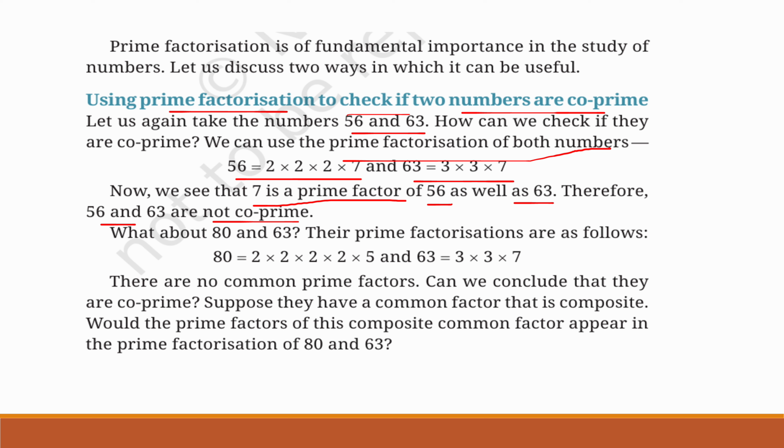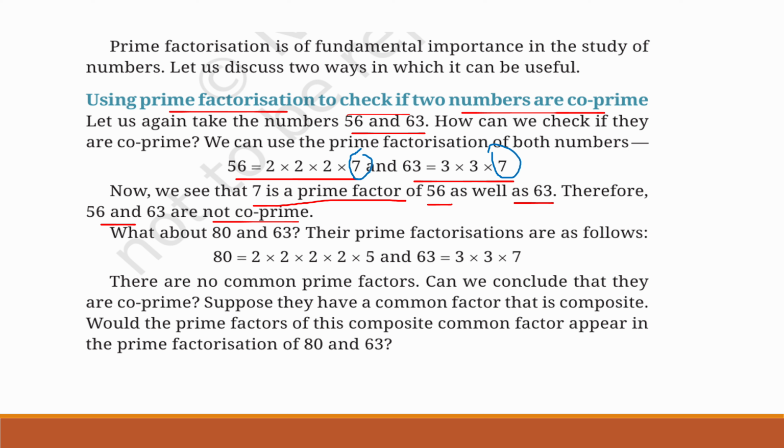So, using prime factorization, we can check if 2 numbers are co-prime. 56, when we prime factorize, we get 2 into 2 into 2 into 7. 63, when we prime factorize, we get 3 into 3 into 7. In both cases, 7 is a factor. So, 7 is a common factor of both 56 and 63. Therefore, 56 and 63 are not co-prime.